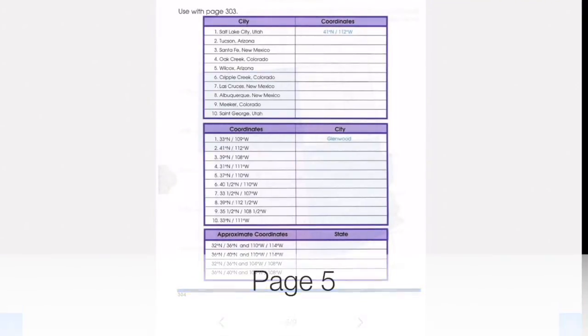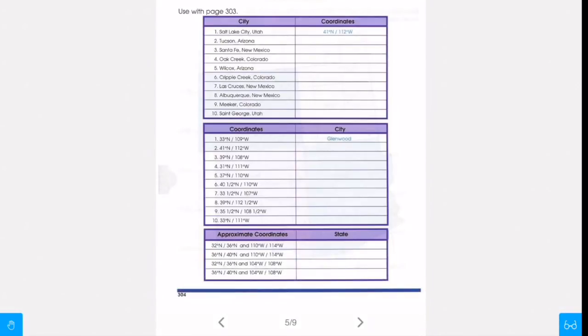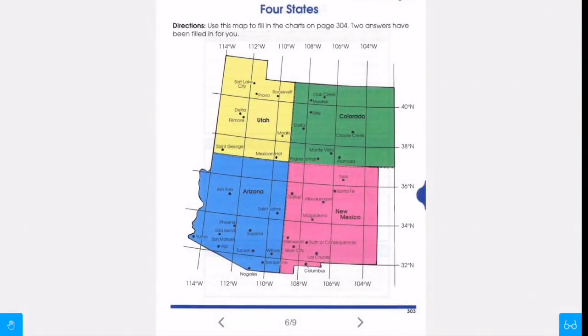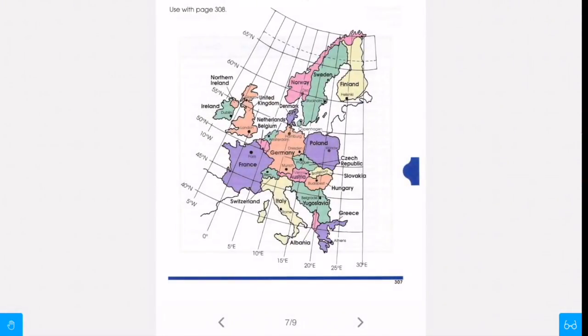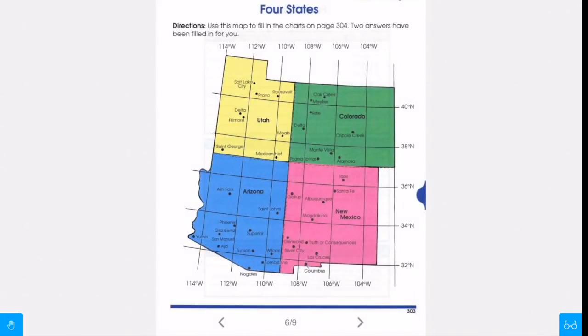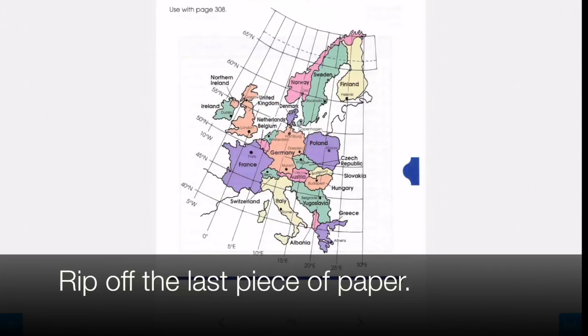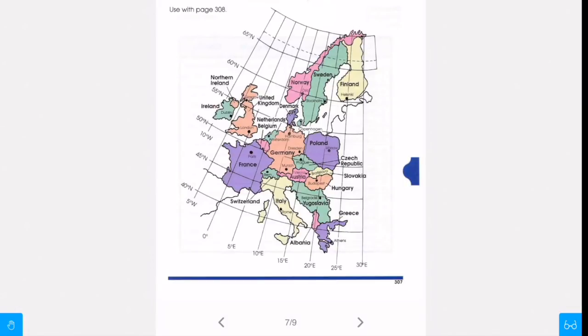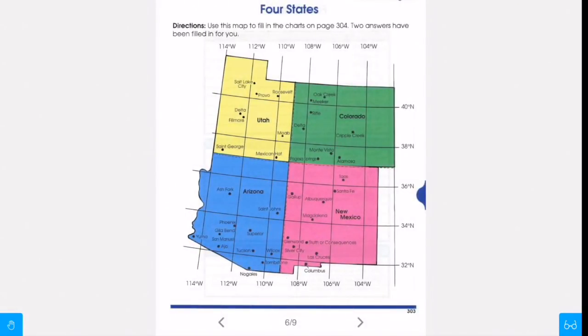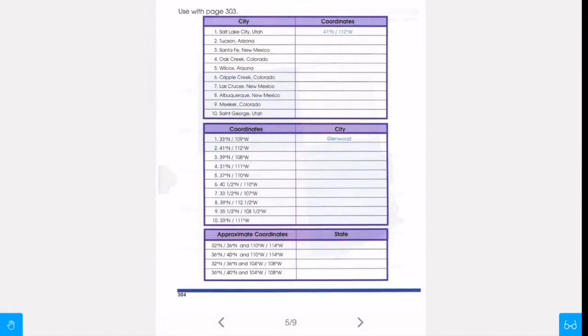This page is a mapping page that actually goes along with the last piece of paper, which has this map and this map on it. So I want you to go to the back of your packet, the last page, which has this map and this map, and just rip it off. I put it on the back on purpose so that you could pull it off so it was easier to do your maps. So go ahead, pull the last page off. You want the map that says 4 states. So you want this map, and we are doing this page with it.